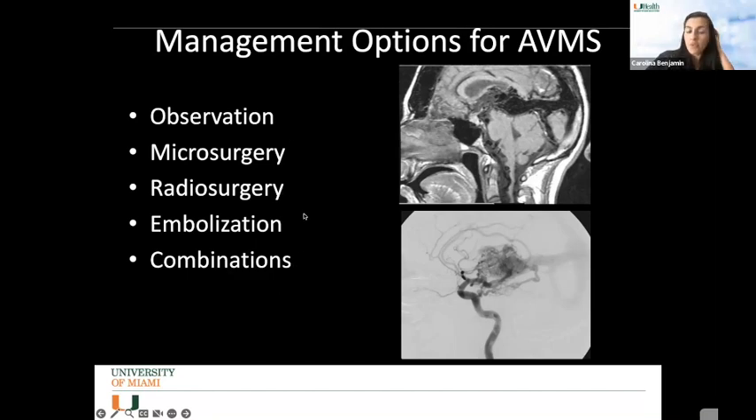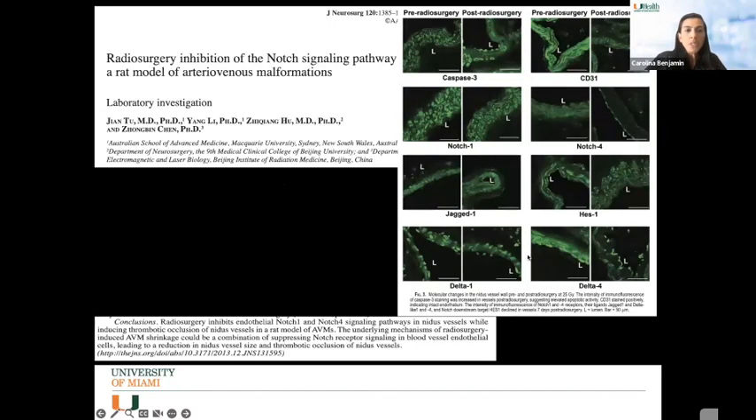Today I'm going to focus mostly on radiosurgery, and in particular radiosurgery for some of these AVMs that are very complex. So what's the pathophysiology of radiosurgery on AVMs? Essentially, it leads to the inhibition of the Notch signaling pathway in rat models. The thought is that it leads to reduction in the nidus vessel size and thrombotic occlusion.